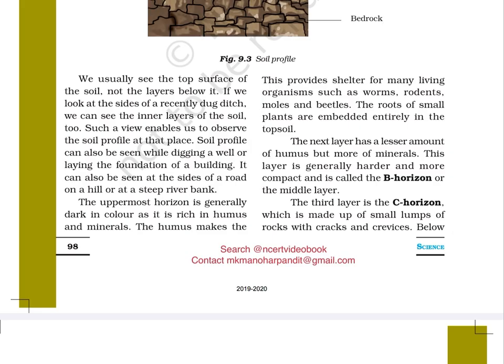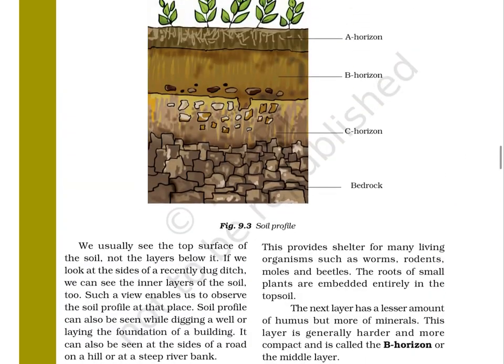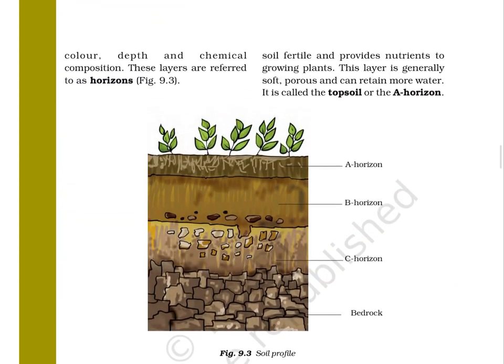It can also be seen at the sides of a road on a hill or at a steep river bank. The uppermost horizon is generally dark in color as it is rich in humus and minerals. The humus makes the soil fertile and provides nutrients to growing plants. This layer is generally soft, porous, and can retain more water. It is called the topsoil or the A horizon.